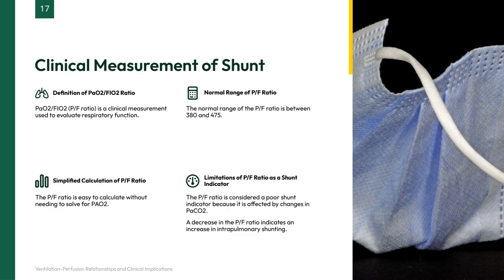One of the advantages of the PF ratio is that it's straightforward to calculate. You don't need to go through complex steps like solving for the alveolar oxygen pressure. However, it's important to recognize its limitations when using it as an indicator of shunt. The PF ratio can be influenced by changes in carbon dioxide levels, specifically PaCO2, which means it doesn't always reliably reflect the extent of intrapulmonary shunting. That said, when we do see a drop in the PF ratio, it usually signals an increase in shunting within the lungs, which can be a critical sign in patient evaluation.